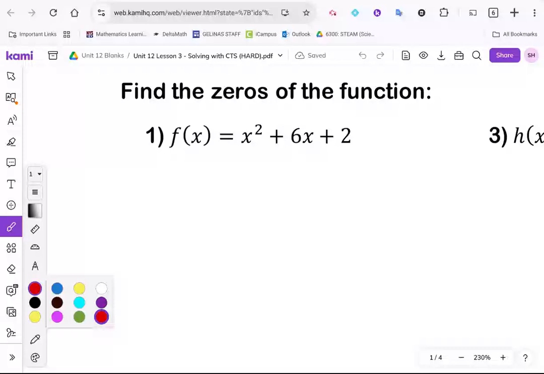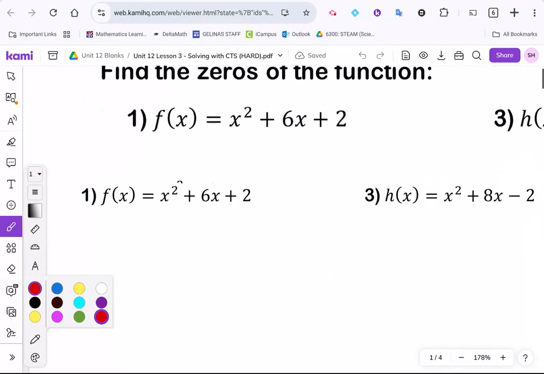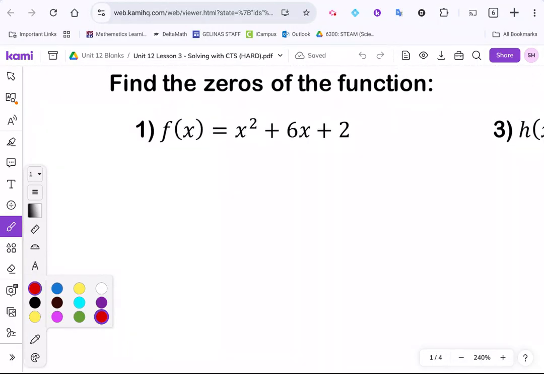Hi everyone, we're just going to go over the questions that you have assigned for notes today. They are going to be the sheet titled Solving with Completing the Square – Irrational, because when we complete the square for these, we are going to get irrational answers only.